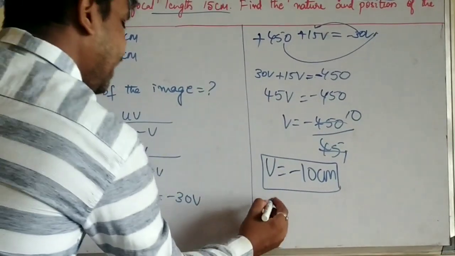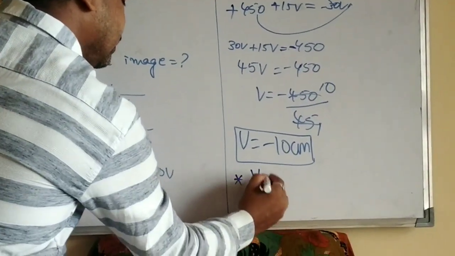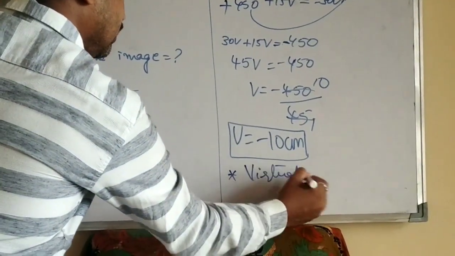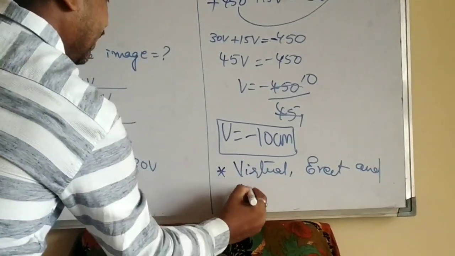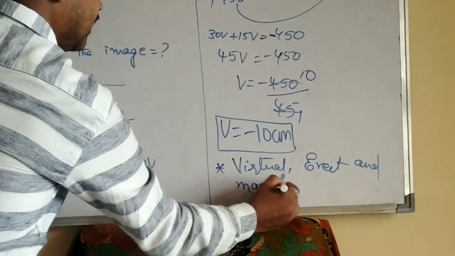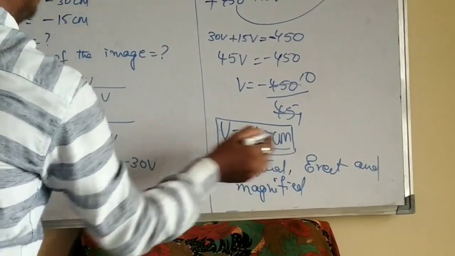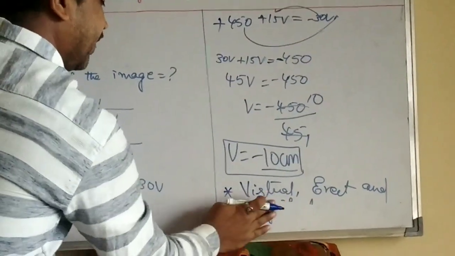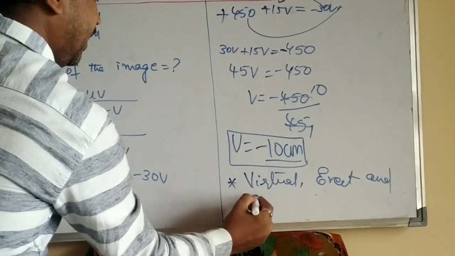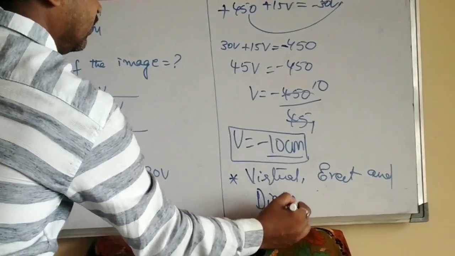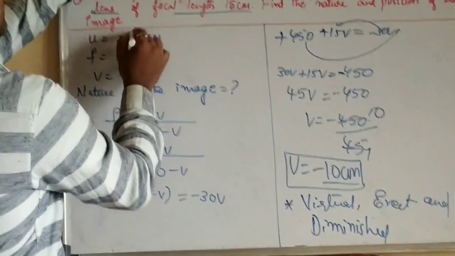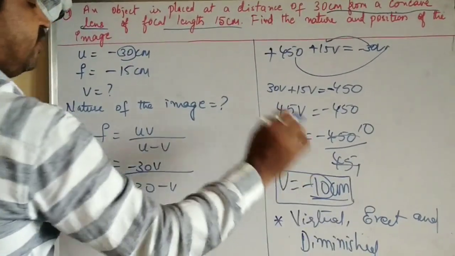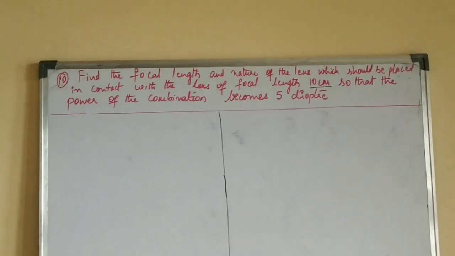What is the nature of the image? Nature of the image is virtual, erect and magnified. You can see. Okay. Sorry, not magnified. Sorry. Virtual, erect and diminished. Or lesser the size of the object. Because object is 30 and image is minus 10. So it is diminished. Thank you. Let's move to the 10th problem.